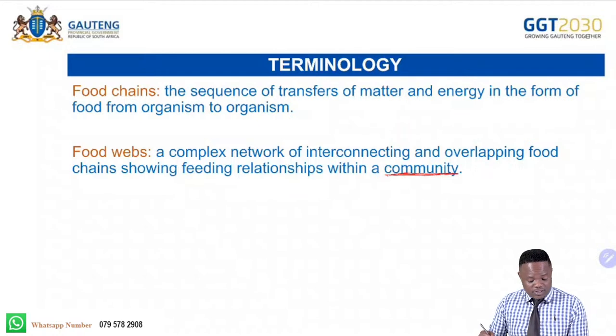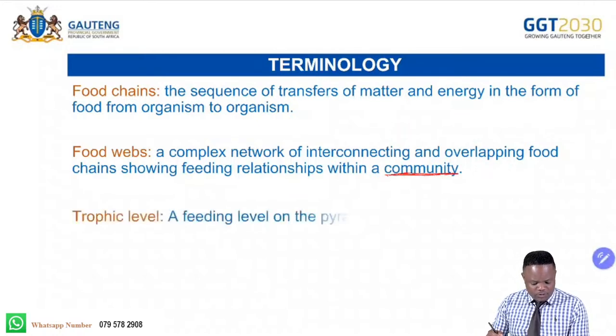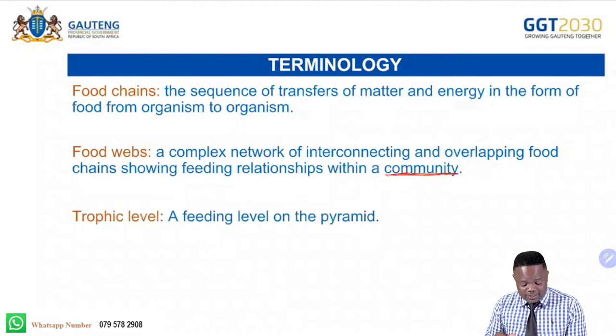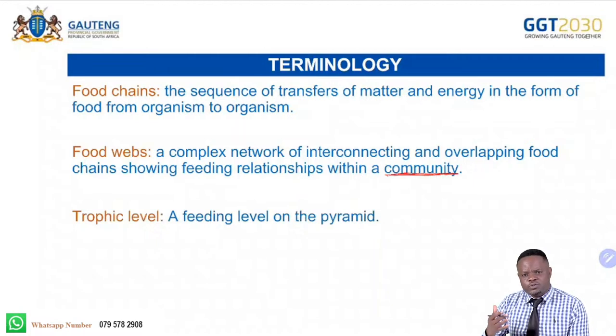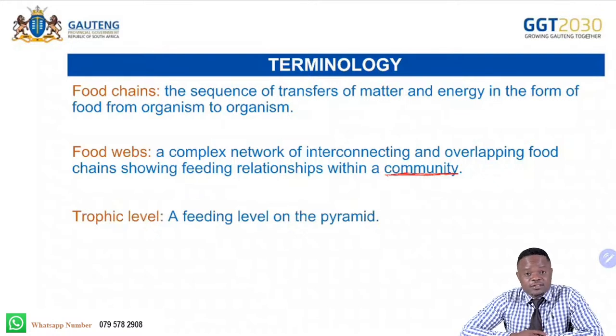Let's remember those terms. And then also, we talk of what we call trophic levels, which are actually our feeding levels. We'll look at what we call our energy pyramid shortly, and we'll explain these terms a little bit further. Now that being said, I'm just going to give you a few seconds to take down these definitions. I won't go anywhere, I'll be there. Just a few seconds for you to take down these definitions.